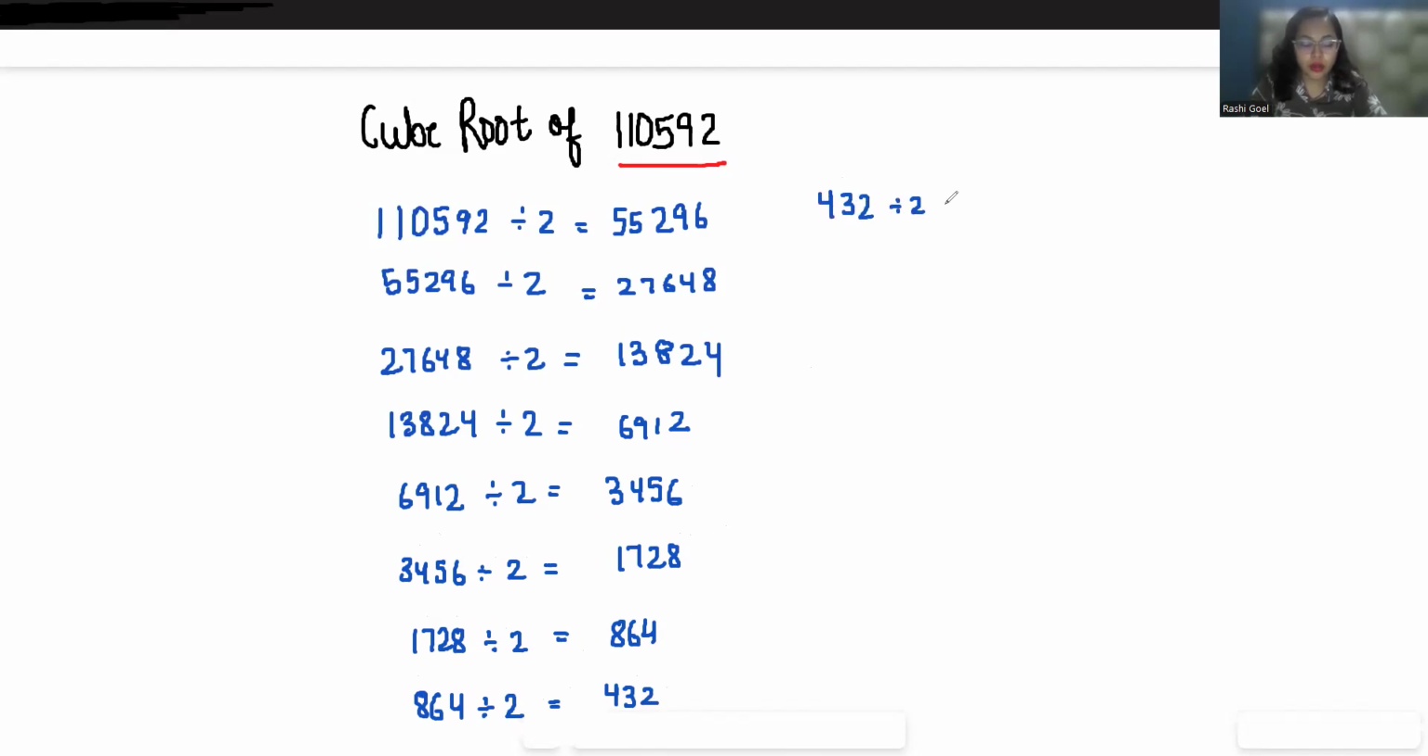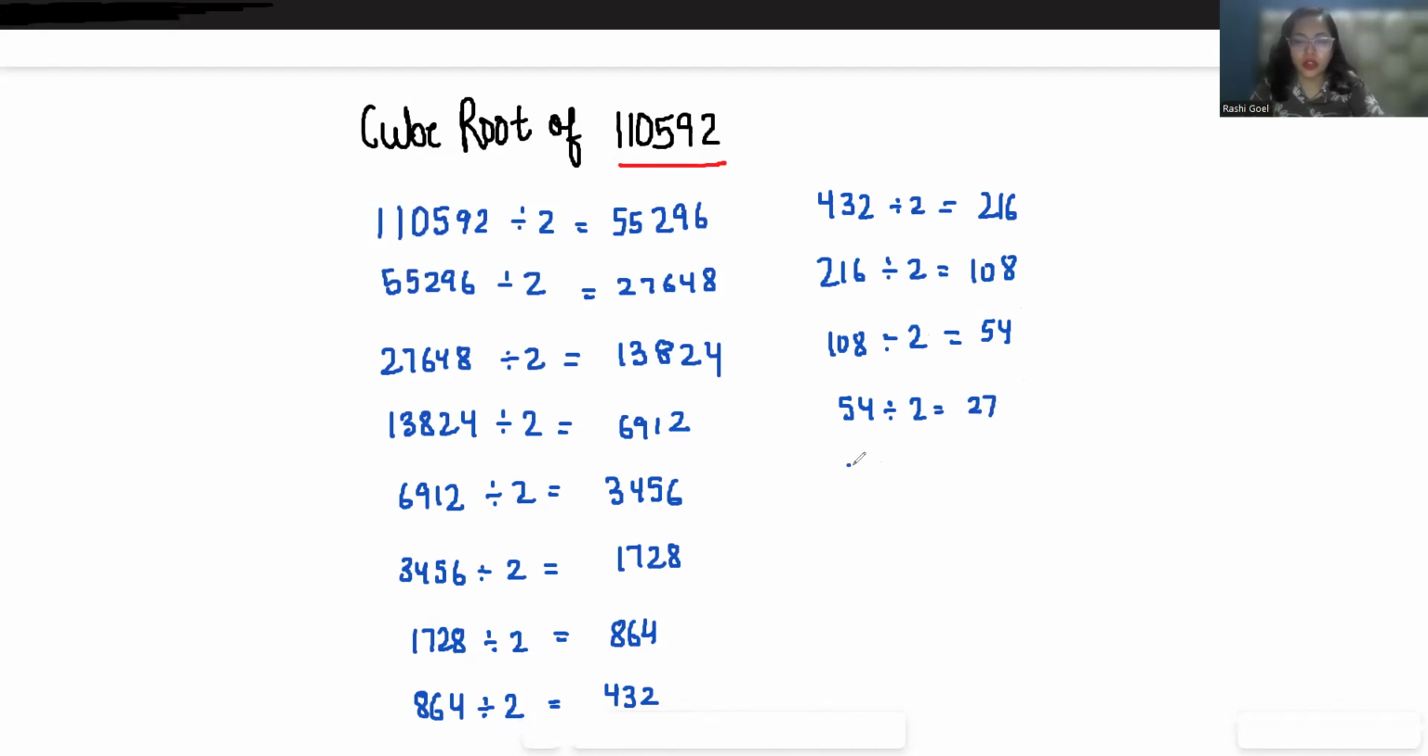432 divided by 2 gives 216. 216 divided by 2 gives 108. 108 divided by 2 gives 54. Now 54 divided by 2 gives 27. Now we can't divide it by 2.